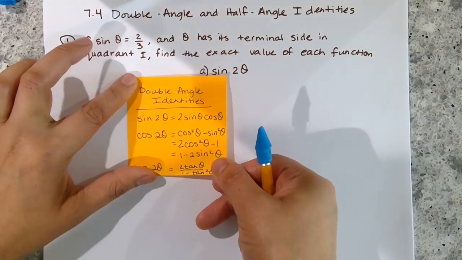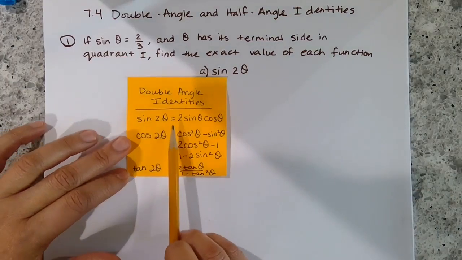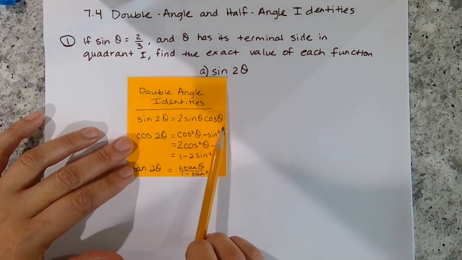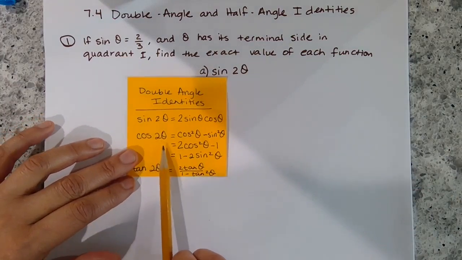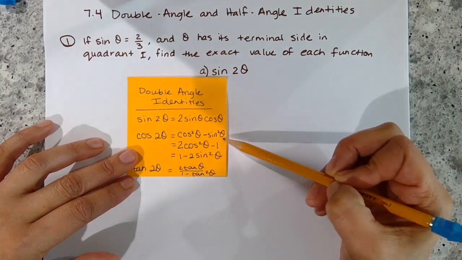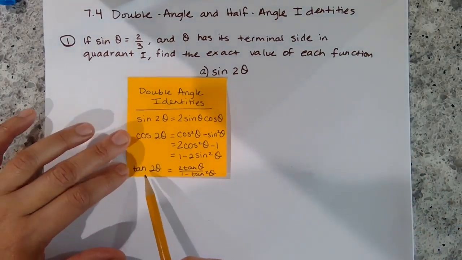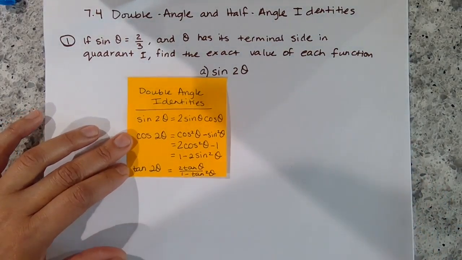So these are the formulas here. Double angle: you have sine of 2 theta is equal to 2 sine theta cosine theta. Cosine of 2 theta, this one can equal this equation, it can equal this, it can also equal this, and then you have tangent of 2 theta.